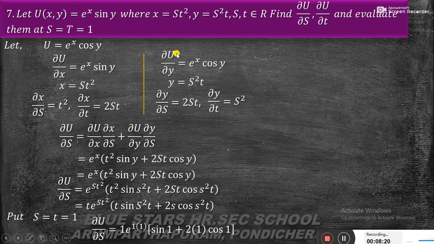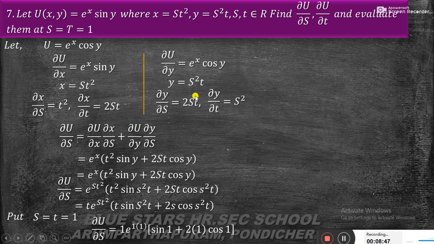So next ∂u/∂y: the u function we differentiate with respect to y. So ∂u/∂y = eˣ into the derivative of sin y, which is cos y. So ∂u/∂y = eˣ cos y. Next y = s²t. So ∂y/∂s: differentiate with respect to s.